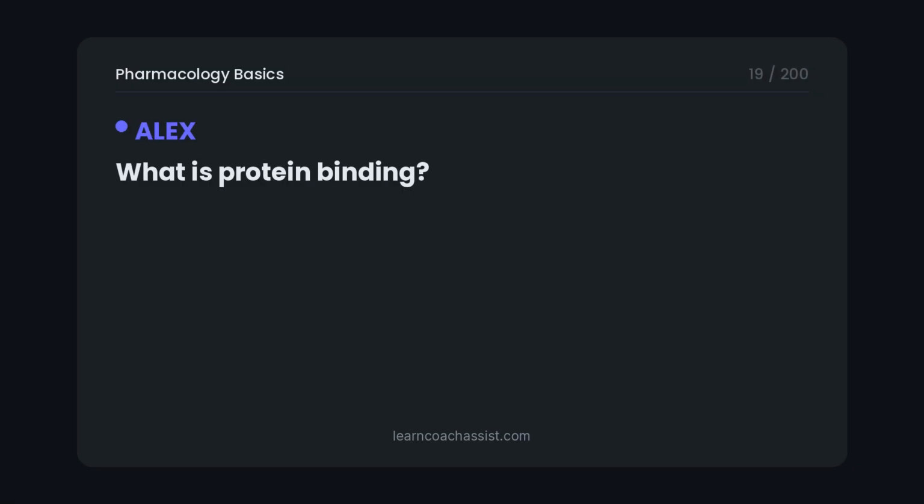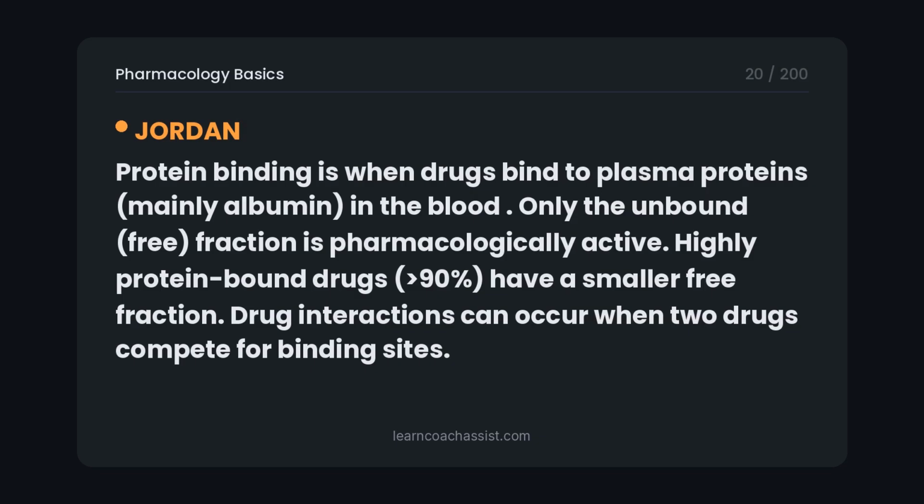What is protein binding? Protein binding is when drugs bind to plasma proteins, mainly albumin, in the blood. Only the unbound, free, fraction is pharmacologically active. Highly protein-bound drugs, greater than 90%, have a smaller free fraction. Drug interactions can occur when two drugs compete for binding sites.